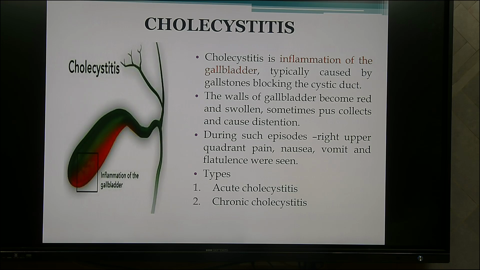Cholecystitis. Itis means an inflammation. Cholecystitis is the inflammation of the gallbladder, typically caused by gallstones blocking the cystic duct. The walls of the gallbladder become red and swollen. Sometimes pus collects and causes distension. During such episodes, right upper quadrant pain, nausea, vomiting and flatulence are seen. There are 2 types of cholecystitis, which include acute and chronic.